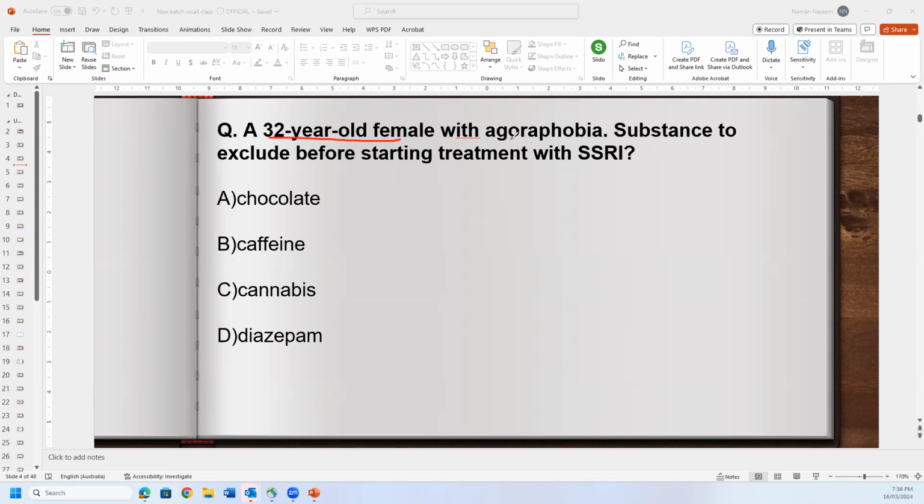So a 32-year-old female has agoraphobia. Substances to exclude before starting the treatment with SSRI is which of the following? So this patient has agoraphobia, meaning she is afraid of small spaces. And the doctor wants to start the patient on an SSRI, which is a serotonin reuptake inhibitor antidepressant. So which of the following 4 options do you want to exclude before you start a patient on an SSRI? Chocolate, caffeine, cannabis, or diazepam?